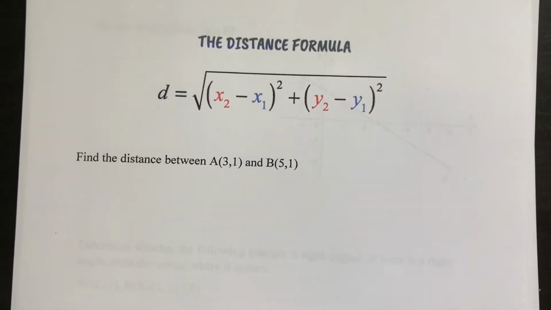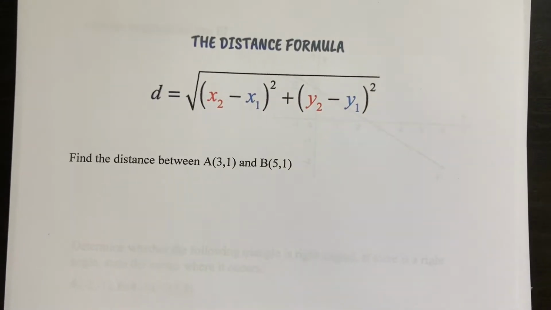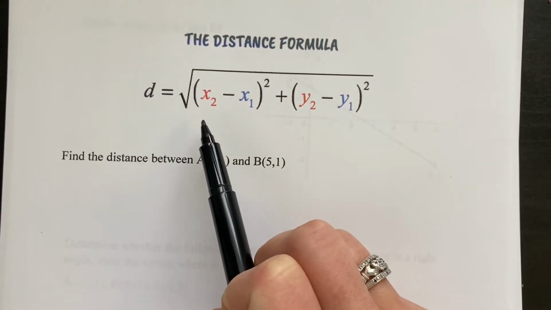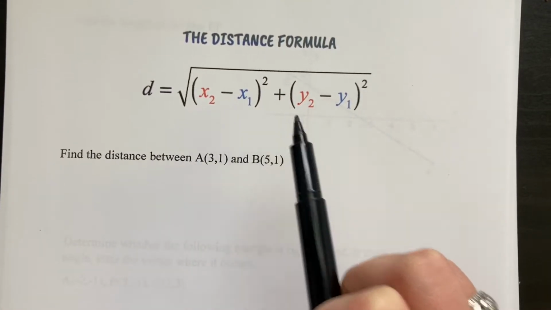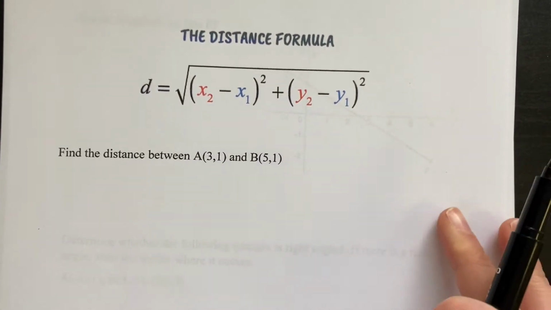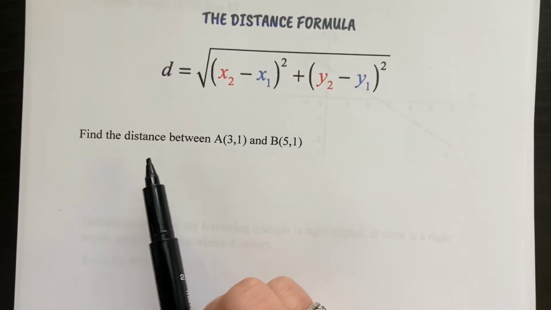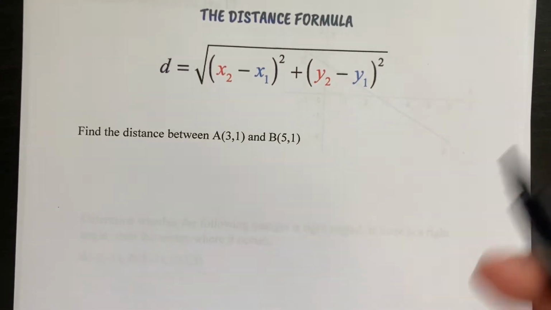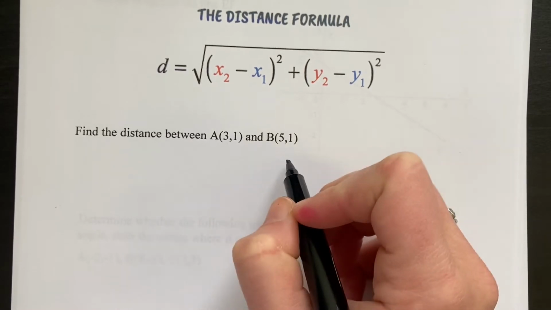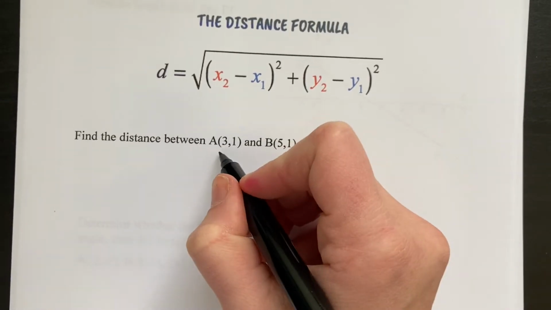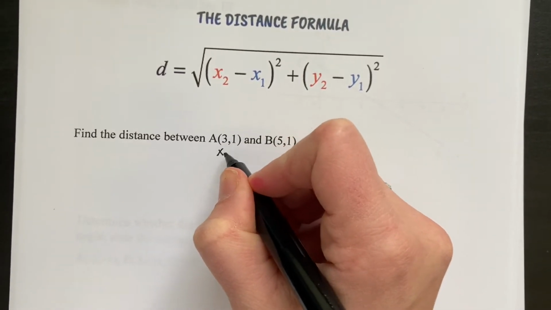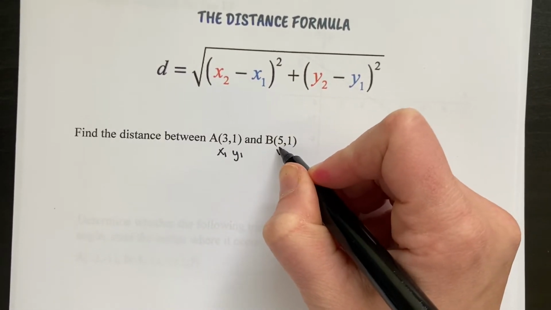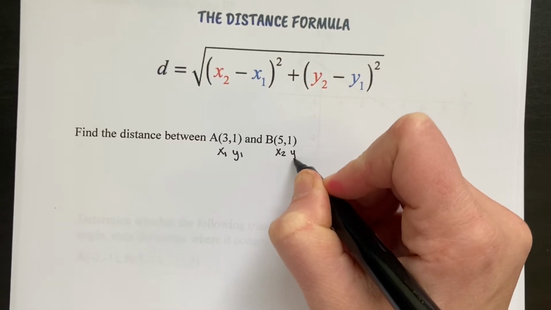Okay, so here we have our distance formula to find the distance between 2 points. So it's distance equals the square root of (x2 minus x1) squared plus (y2 minus y1) squared. So here's a basic example. Find the distance between A (3, 1) and B (5, 1). It doesn't matter which point you decide is point 1, as long as you label it consistently. So if this is x1, then this has to be y1. And that means this is my second point, so 5 is x2 and 1 is y2.